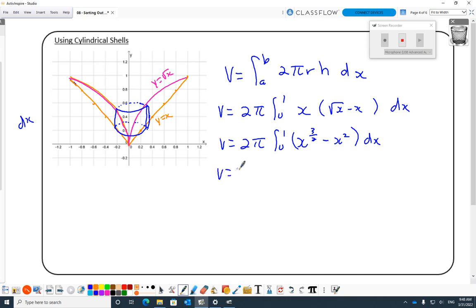Volume equals 2 pi times 2/5 x to the 5/2. Maybe you have questions about that. I'm glad to answer them. Minus 1/3 x cubed. This is from 0 to 1. 0 to 1 is really nice, because all I get out of this is 2/5 and 1/3. Boy, nice things happen there.